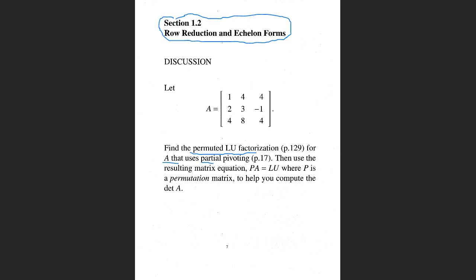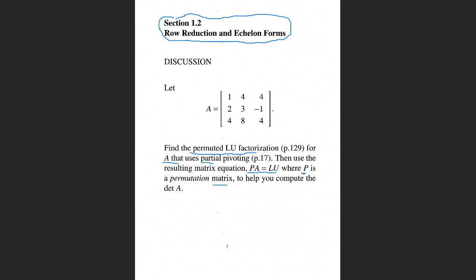Then we're going to use the resulting equation. It's not A equals L times U. It's going to be P times A equals L times U, where P is a permutation matrix. We're going to use that to help us find the determinant of A. So let me show you how this is going to work.